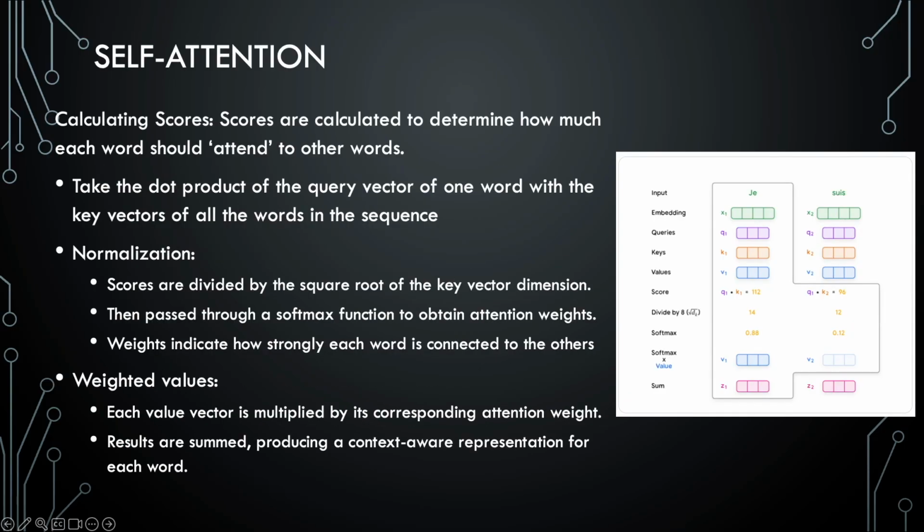We then calculate scores to determine how much each word should attend to other words in the sequence. We take the dot product of the query vector of one word with the key vectors of all of the words in the sequence. We normalize the scores by dividing by the square root of the key vector dimension, then pass this through a softmax function to obtain the attention weights. Weights give us insight into how strongly each word is connected to the others in the sequence. Once we have our weights, each vector is multiplied by its corresponding attention weight. The results are summed, producing a context-aware representation for each word.